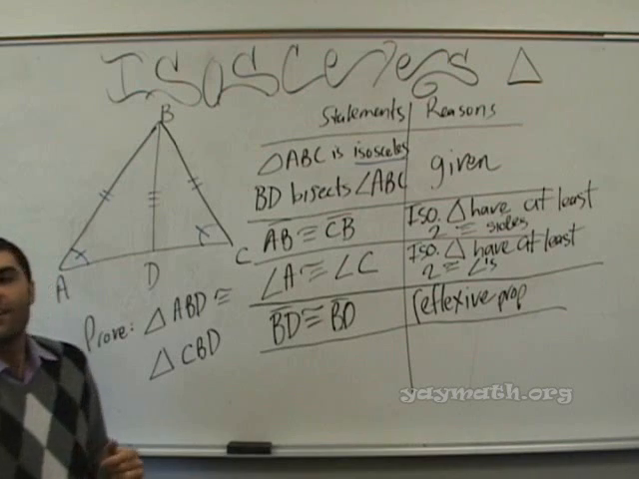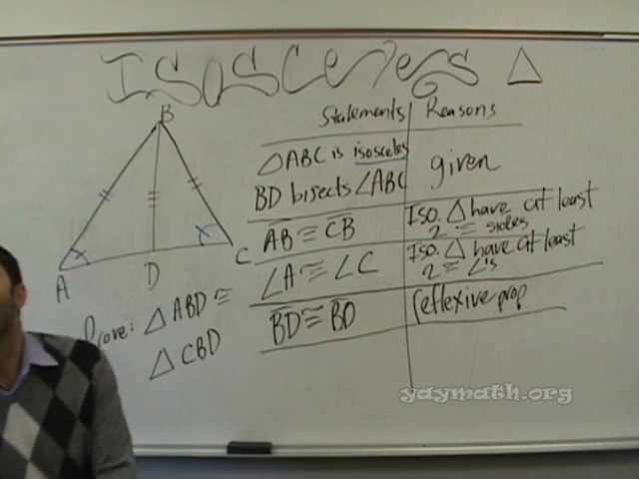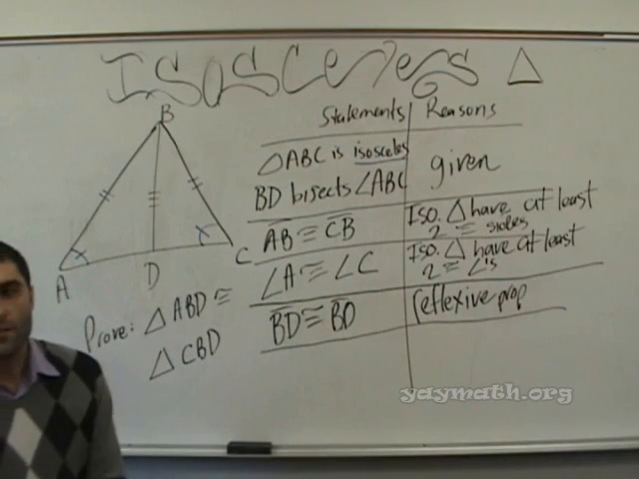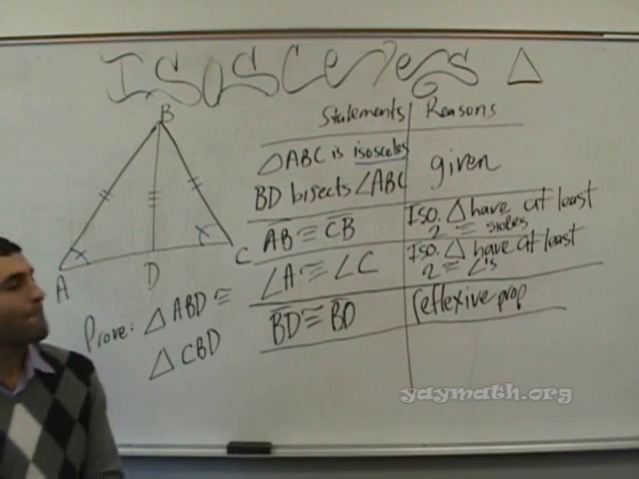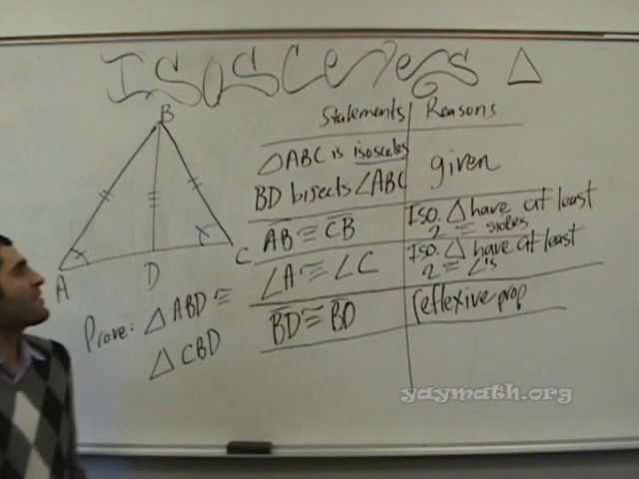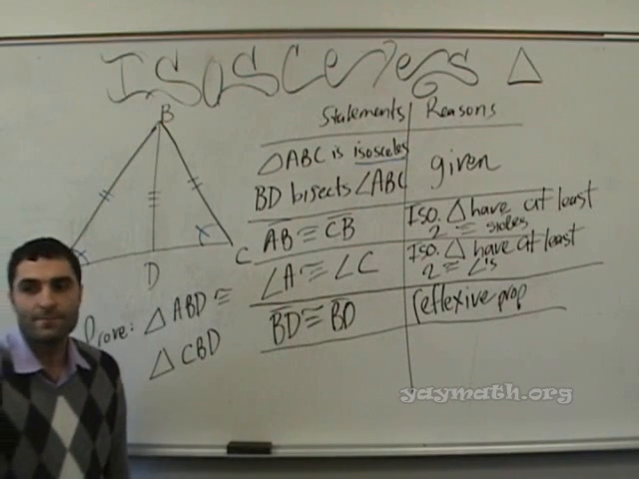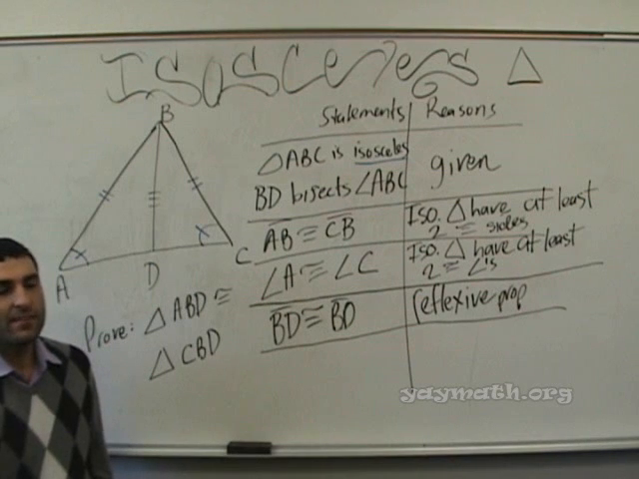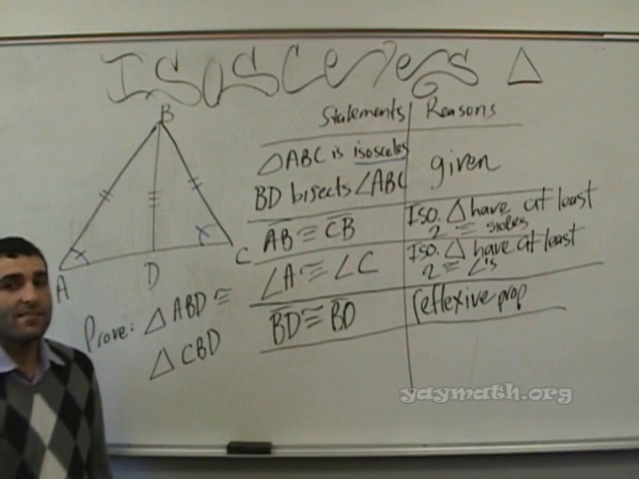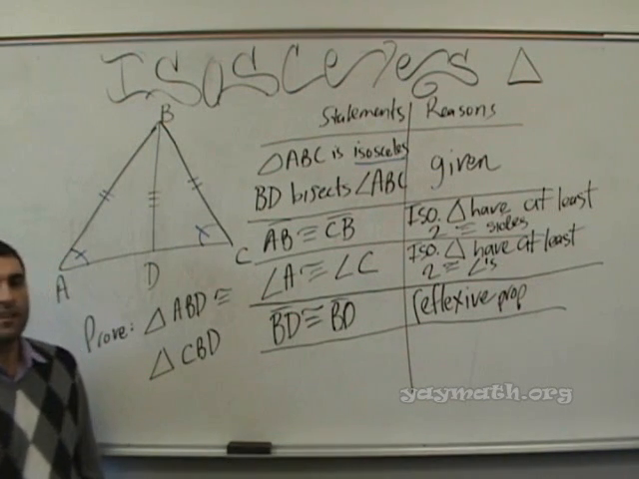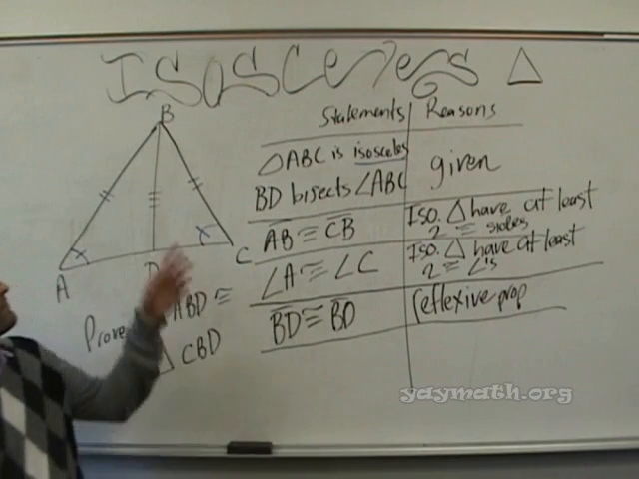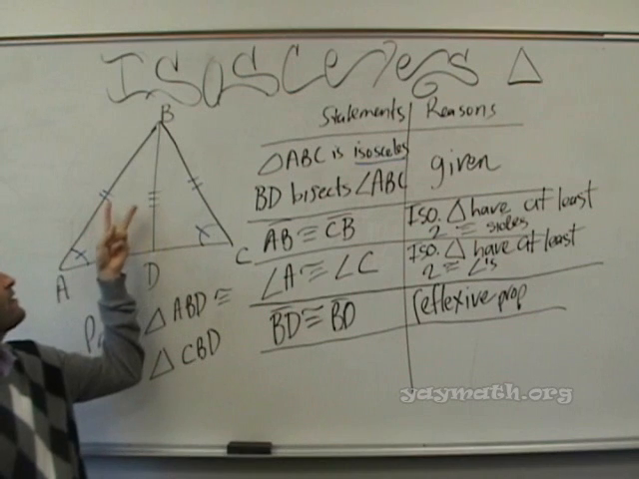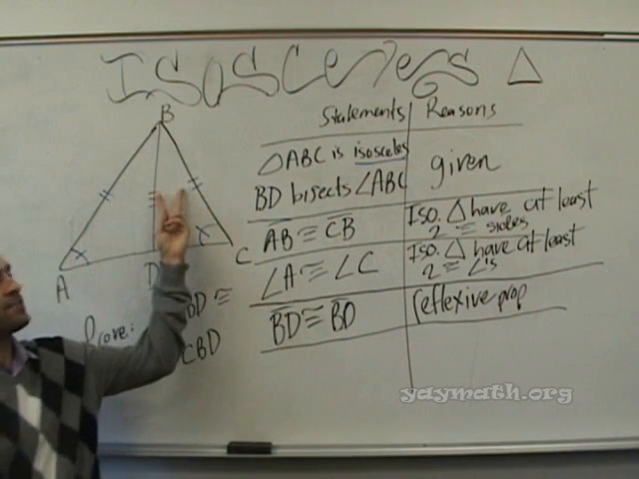Neighbor to Cornelius. What do you think? I think that we do have enough information because we could use side angle side. Side angle side means that the angle is between the two sides. Here are the two sides, aren't they? Yeah. What is the angle that's between these two sides and these two sides?